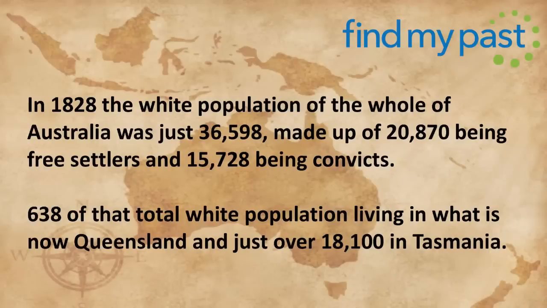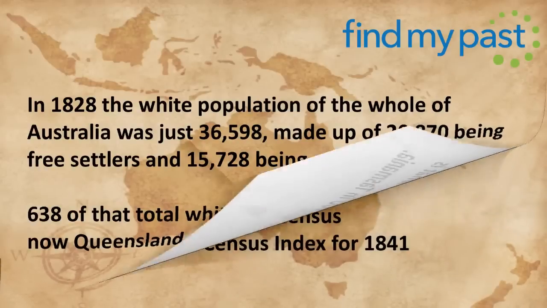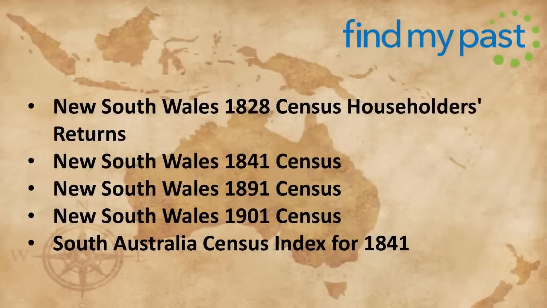Findmypast has these householders' returns for the 1828 New South Wales census, as well as the collector's books from the New South Wales censuses for 1841, 1891 and 1901. All of these are transcribed and include the original image from State Records Authority of New South Wales. Additionally, we have the South Australia Census Index for 1841. From these records, you can find out your ancestors' professions, the name of the ship they arrived on, other family members who were living with them, and whether they arrived as settlers or convicts.